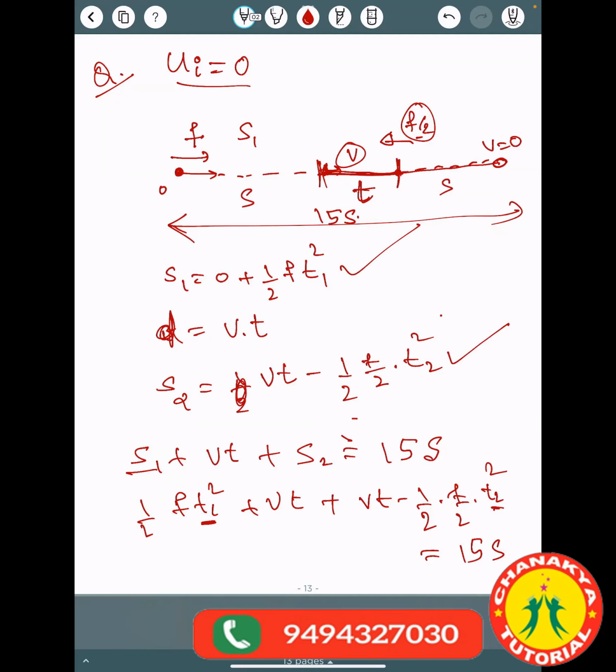Here it is given, right? S1 is given already. S1 is how much? It is S. They only gave in the question that it travels a distance of S with an acceleration of F. Correct? So from here, you find the relation between S1, S2 and then substitute. You will get two equations and two unknowns. You can easily solve it, get the value of T1 and T2. Then you can do the relation between S, T and V.